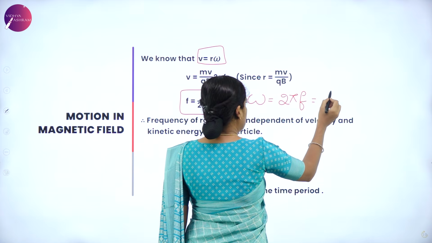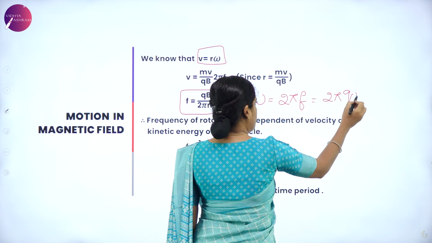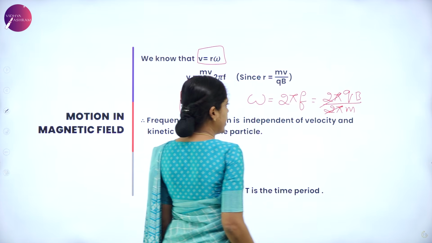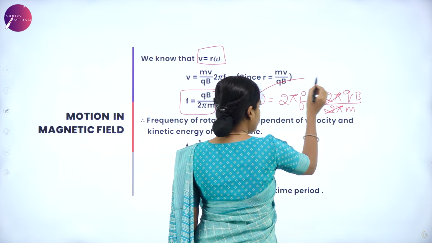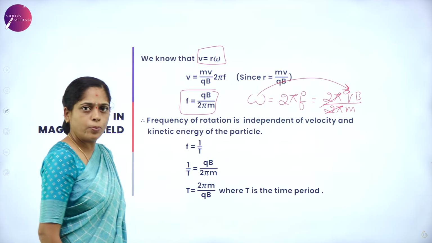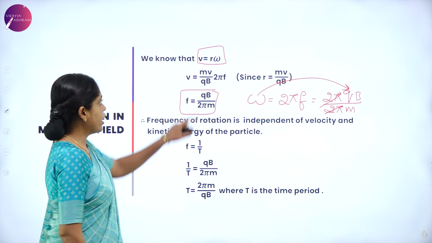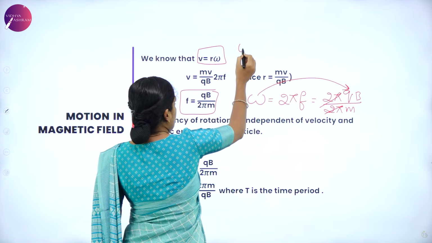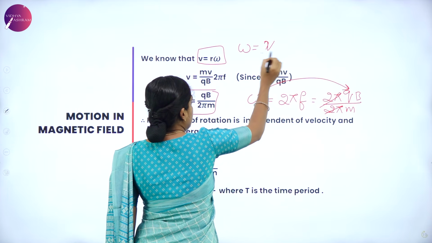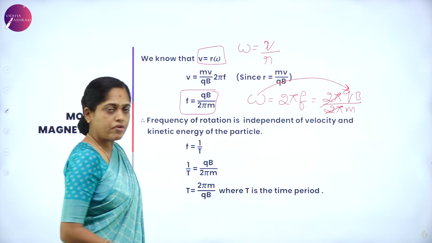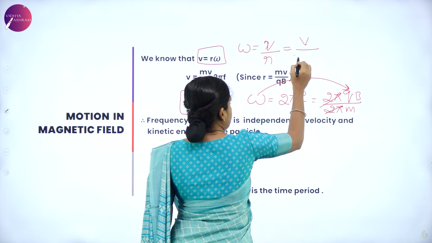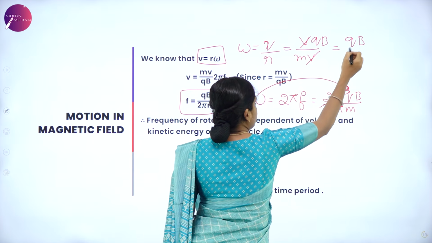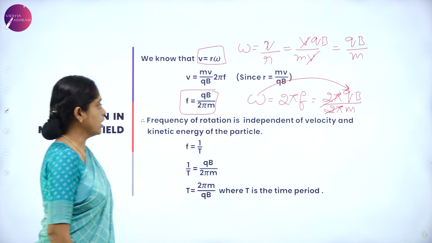Now, angular frequency is equal to 2 pi f, where f is qB by 2 pi m, where 2 pi cancel. So, angular frequency omega is equal to qB by m. Or you can use this equation and directly find the angular frequency: omega is equal to v by R, where R is mv by qB. So v cancels, and the expression for the angular frequency is qB by m.